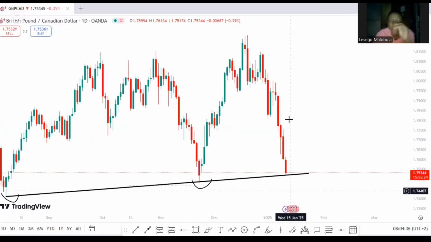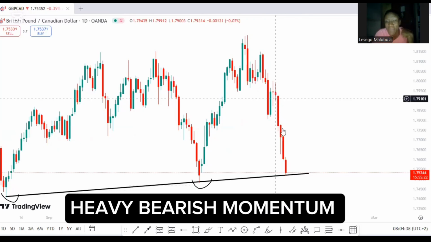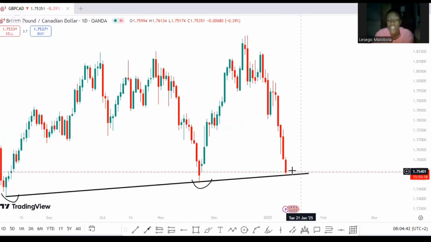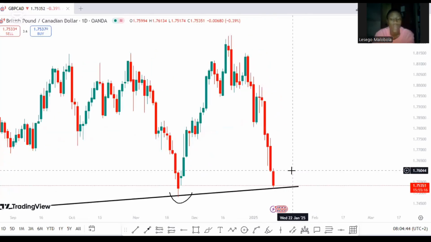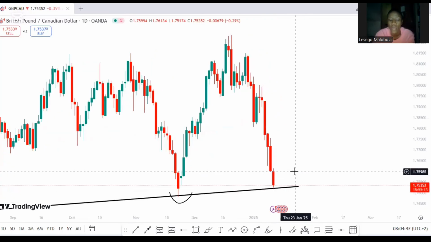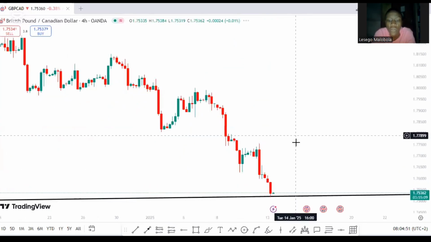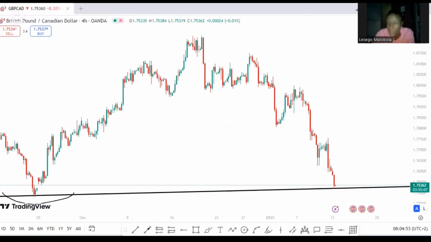But then, guys, look at this momentum. The bearish momentum is actually heavy, guys. So in order for us to go in hard, we have to go on lower time frames to find extra confirmation. So I'm just gonna go on the 4-hour time frame so I can see what's happening there.